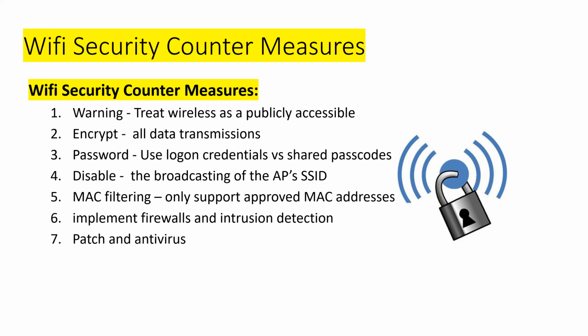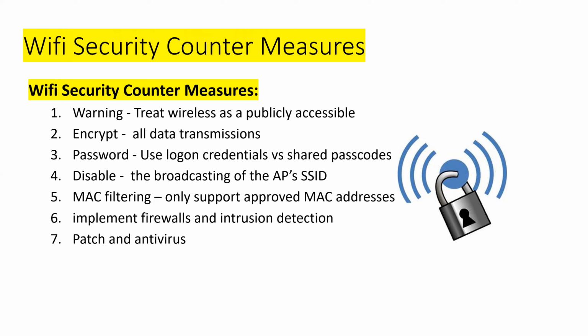If you have an access point, you may want to disable the broadcasting of the SSID or the Wi-Fi name. So an access point can exist. It does not need to beacon or broadcast its name. You can turn that off. So only people who really know it's there would know how to connect to it.